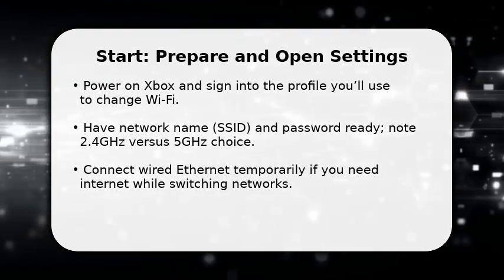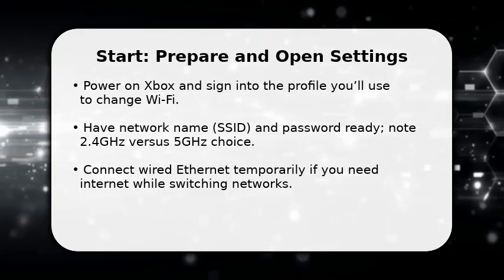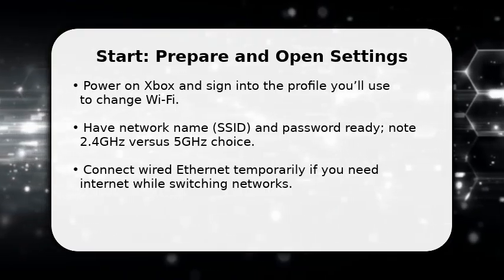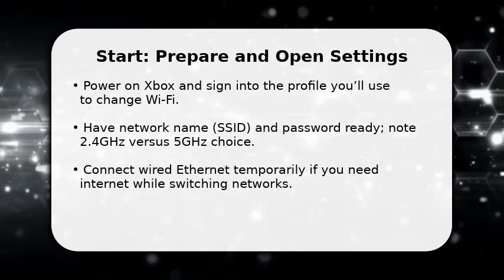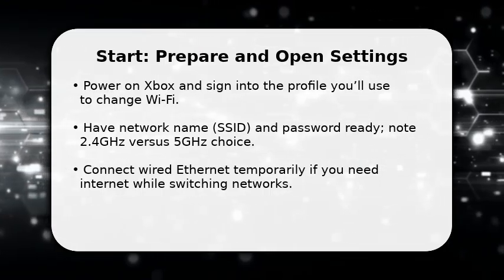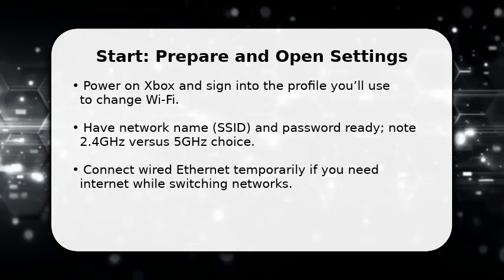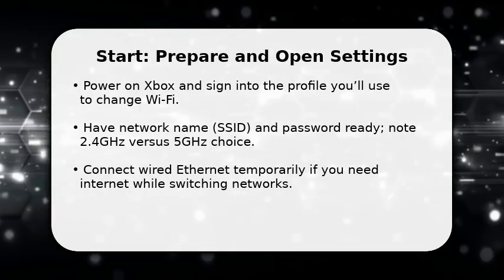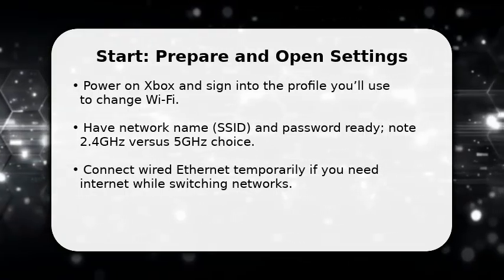You need your Wi-Fi SSID and password handy. Make sure you know whether you want the 2.4 GHz or 5 GHz band because range and speed differ. If you prefer, plug an Ethernet cable temporarily so you keep internet access while changing wireless settings.